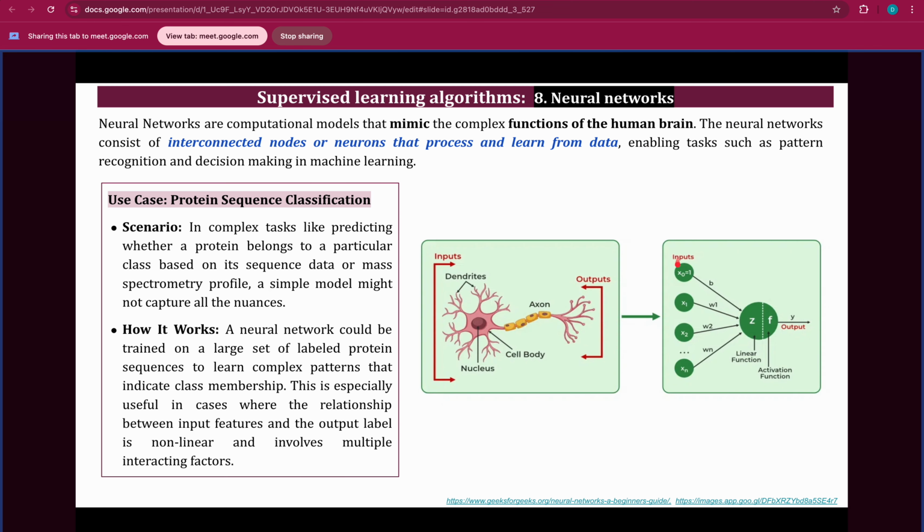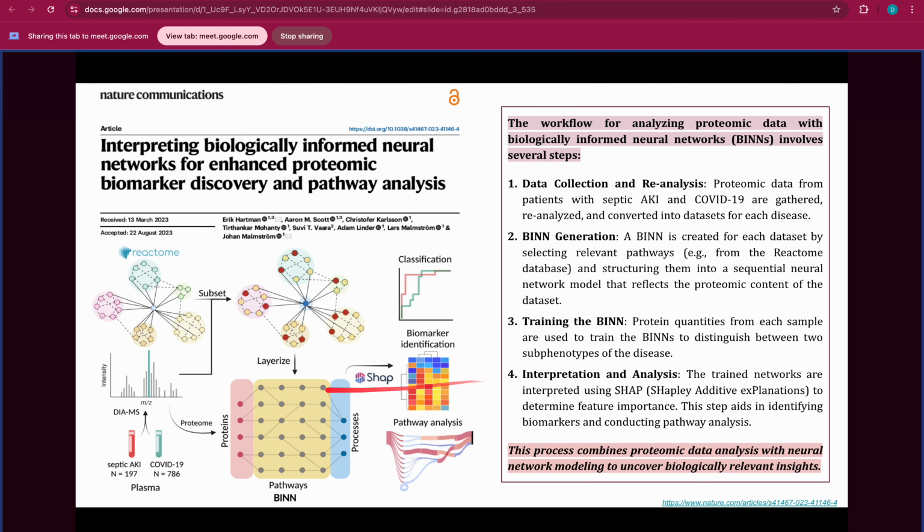And one more thing which I want to add is that all these inputs are known as nodes. So these are known as nodes which are connected. And this is a paper if you want to understand how these neural networks are used in the latest research. So this is one of the papers in which they have mentioned biologically informed neural networks. This paper was published in Nature Communications, in which they are trying to interpret biologically informed neural networks for enhanced proteomic biomarker discovery and pathway analysis.